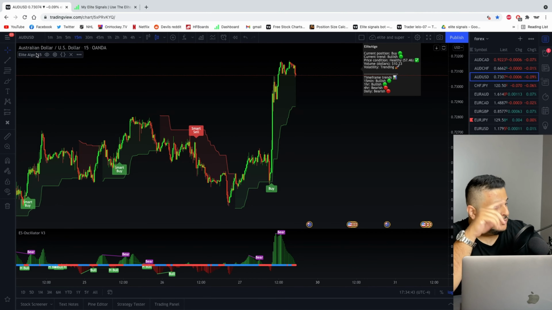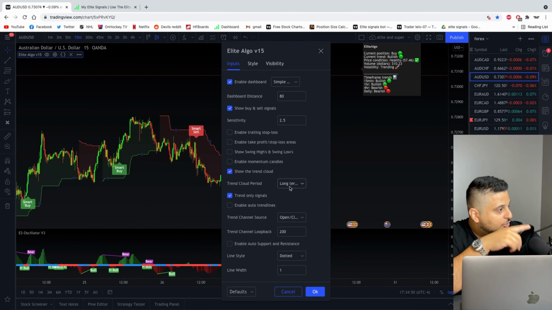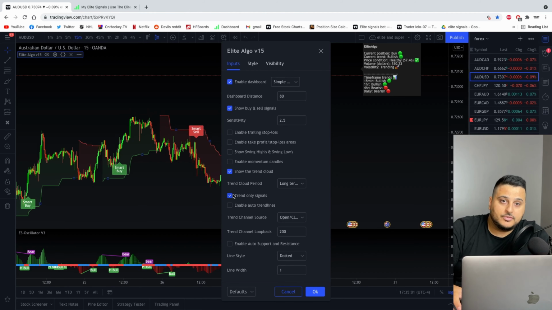This strategy is super simple. You want to go back into the Elite Algo settings and make sure you have Show Trend Clouds selected on the long-term trend, and you also want to make sure that the trend signals only option is selected as well. What this will do is filter out all signals that go against the trend and only show you the signals that are going with the trend, which is super important to the strategy. So make sure you have both of these checked on.